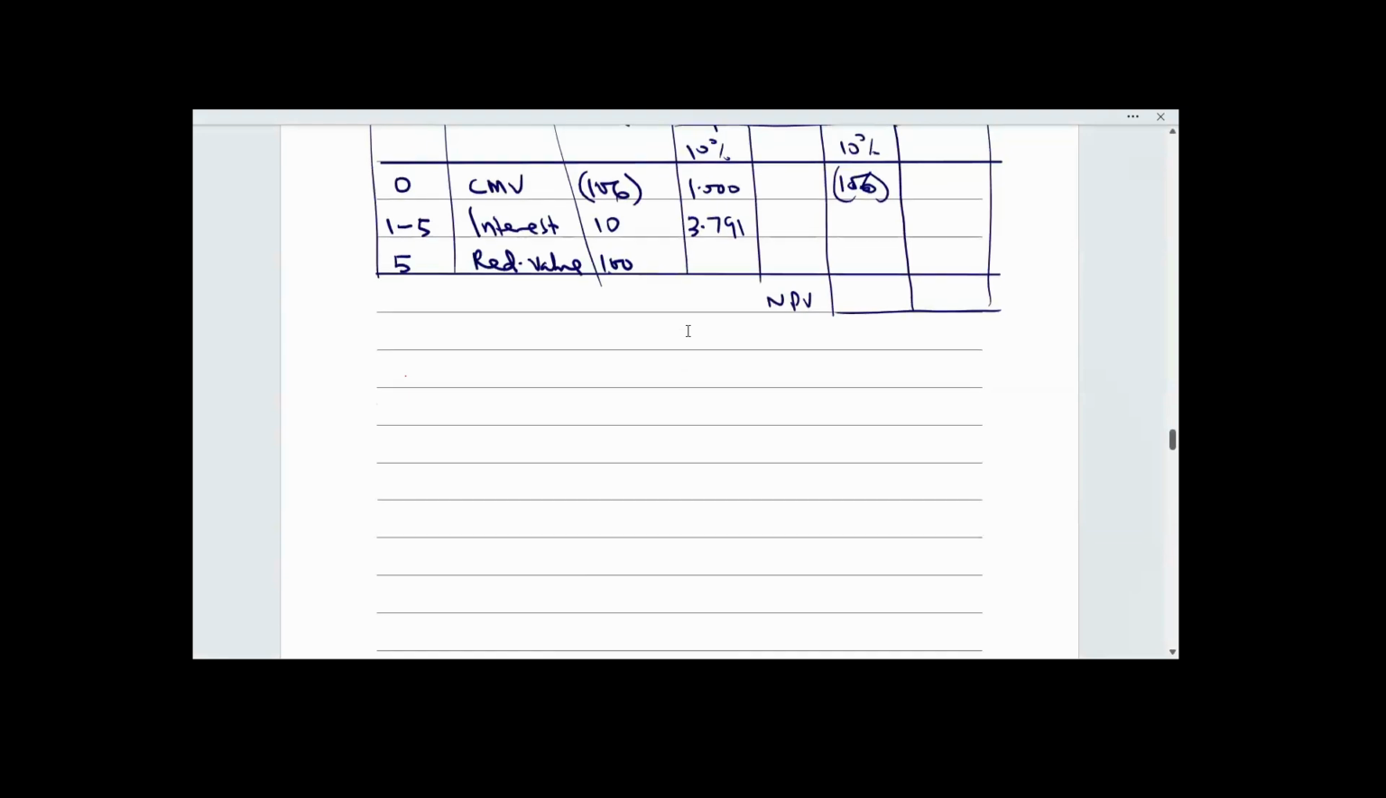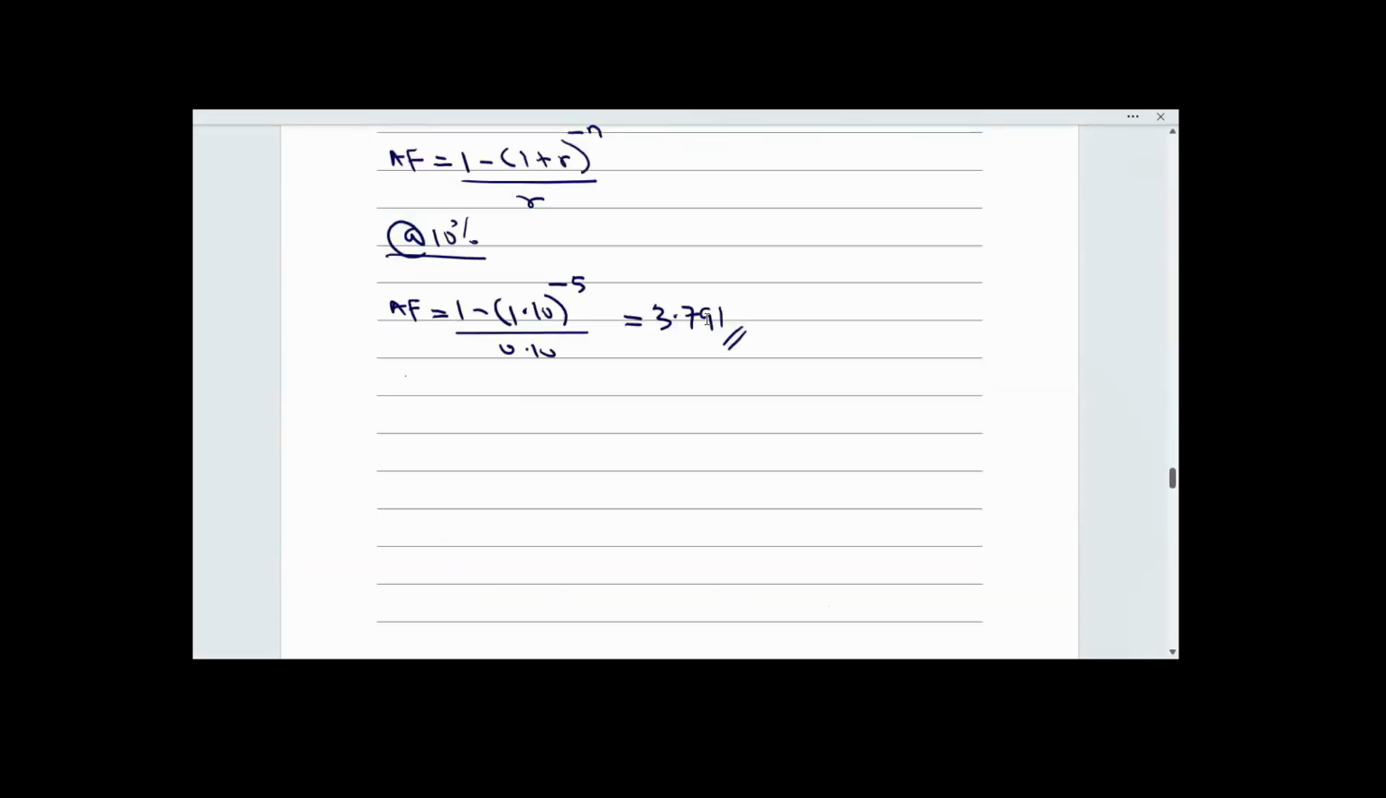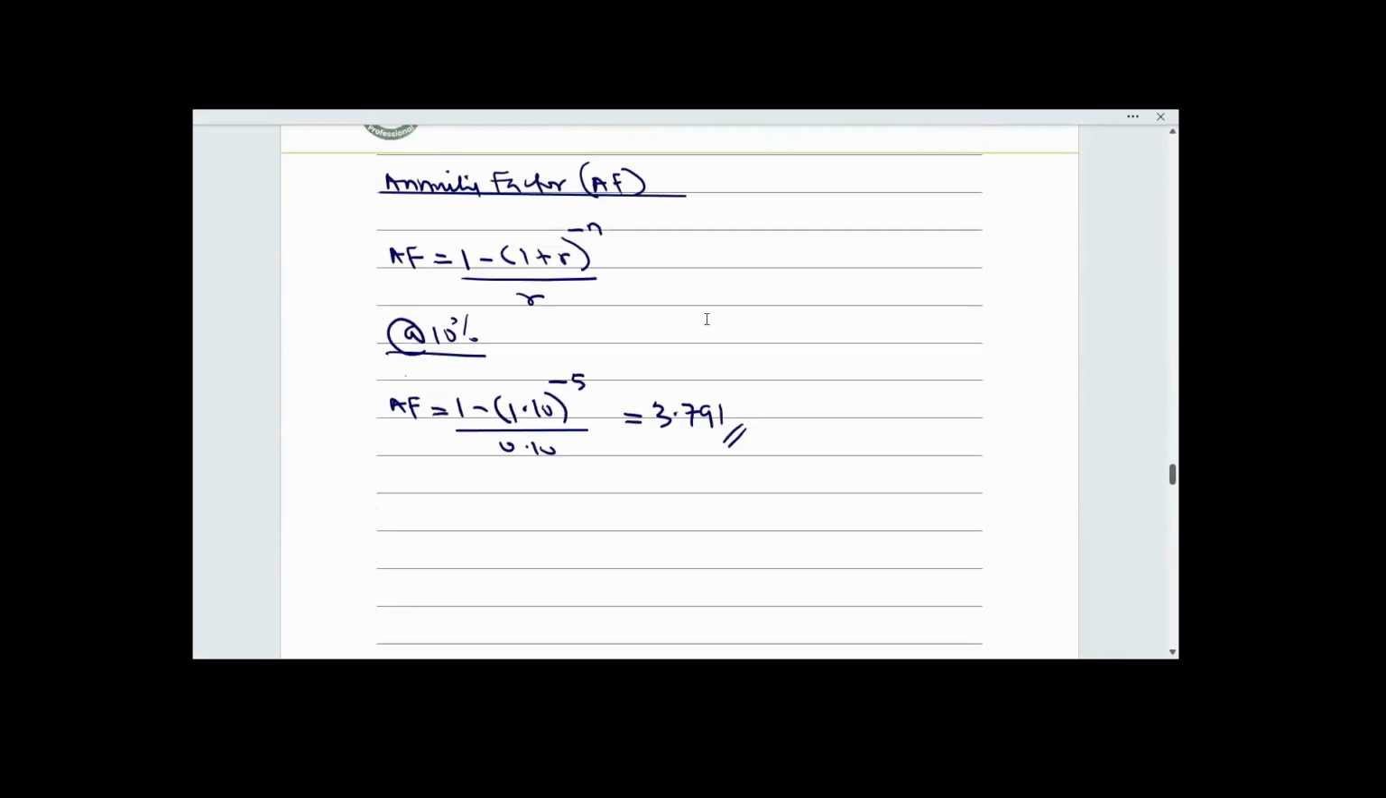Then you need to do discount factor at 10% for year 5. This will give you 0.621. Again, discount factor is calculated as 1 plus r raised to power minus n. So in this case, at 10%, discount factor for year 5 will be 1.10 raised to power minus 5. So this will give you 0.621. Okay, so that's that.